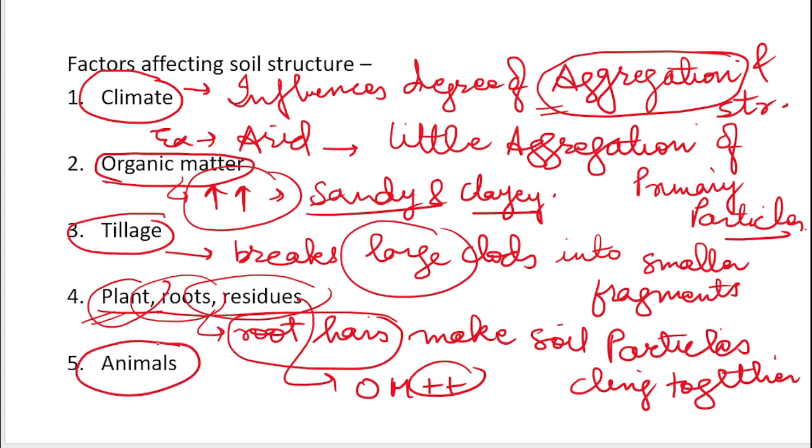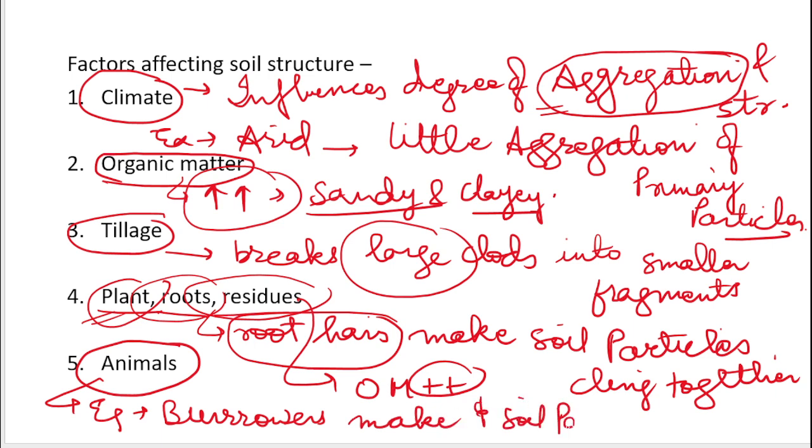Moving to the next factor, that is animals, such as, you can give the example of burrowers. Burrowers make soil particles finer. अगर कोई बड़े पार्टिकल्स हैं तो वो उसे बोरो करके फाइनर पार्टिकल्स में चेंज करते हैं. So animals such as burrowers have great impact on soil structure.